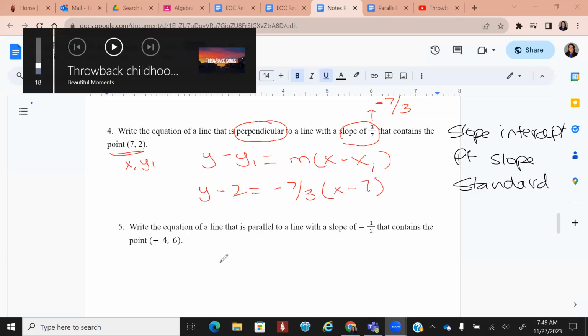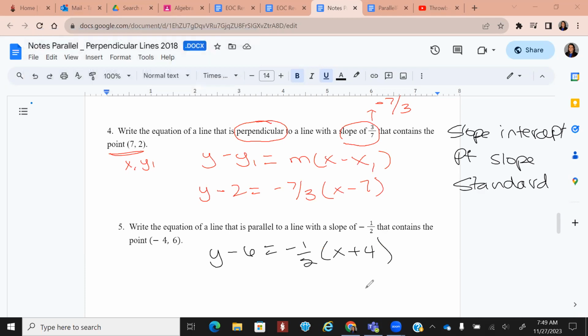All right, let's check your work. This is what I would have gotten. All right, check what you got. Are there any questions about what you got versus what I got? Now remember, since it says parallel, that means it's going to be the same slope. Okay. My question to you, why is this +4 and not -4?